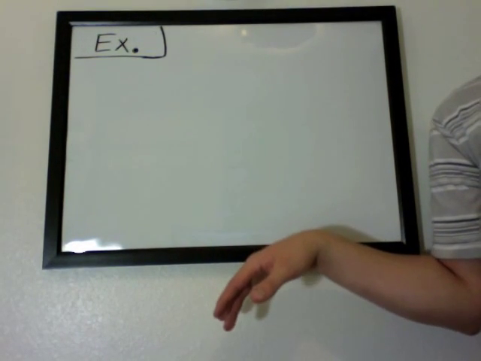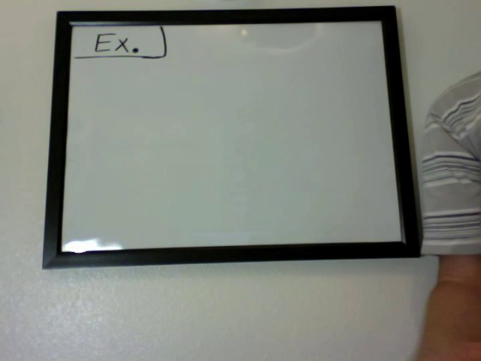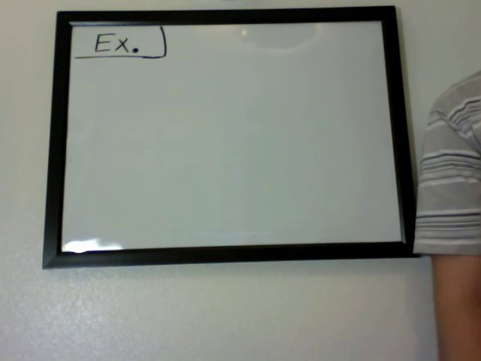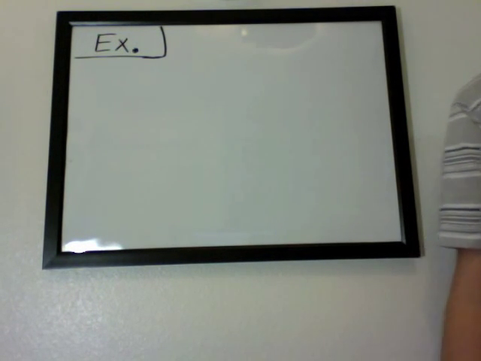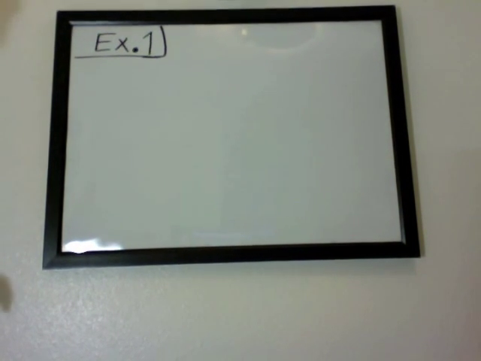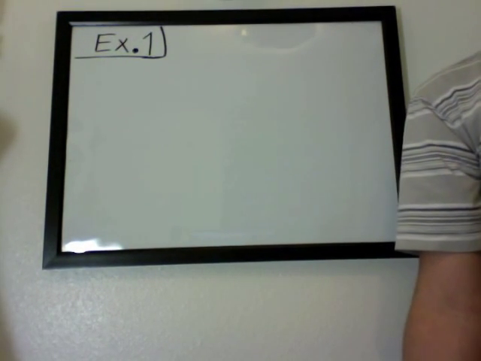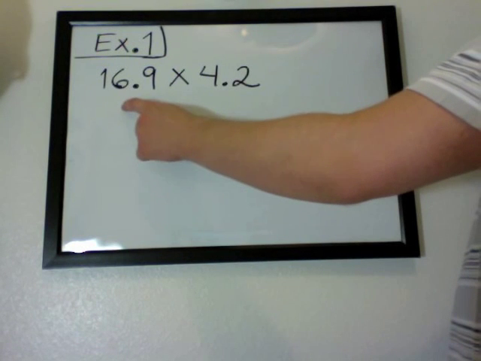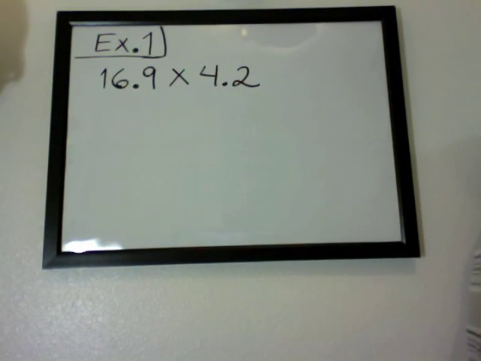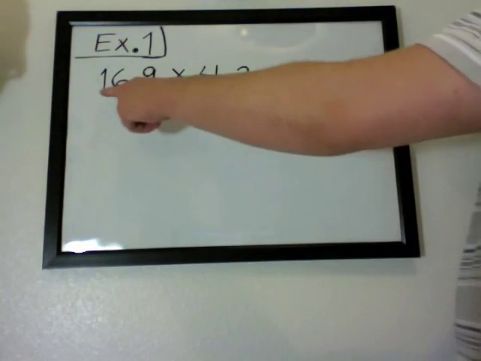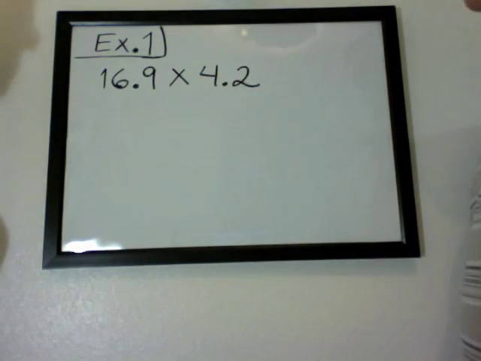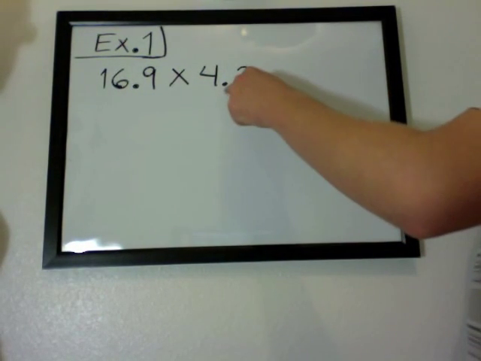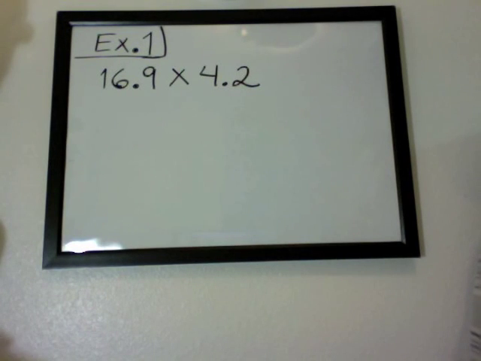In this next section, we'll be talking about multiplying numbers that have decimals. Example 1, we have 16.9 multiplied by 4.2. First thing we're going to do is change these decimals into fractions. The first one, we would have to move one place over to make it into a fraction. And the same thing with this one, we just have to move one place over.